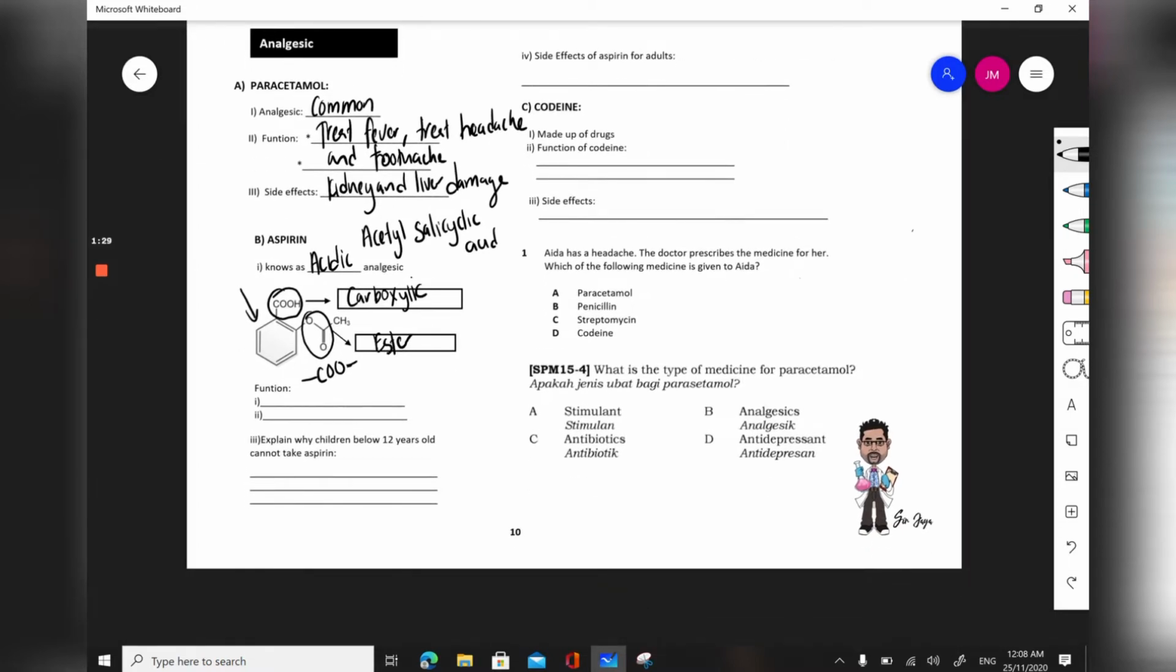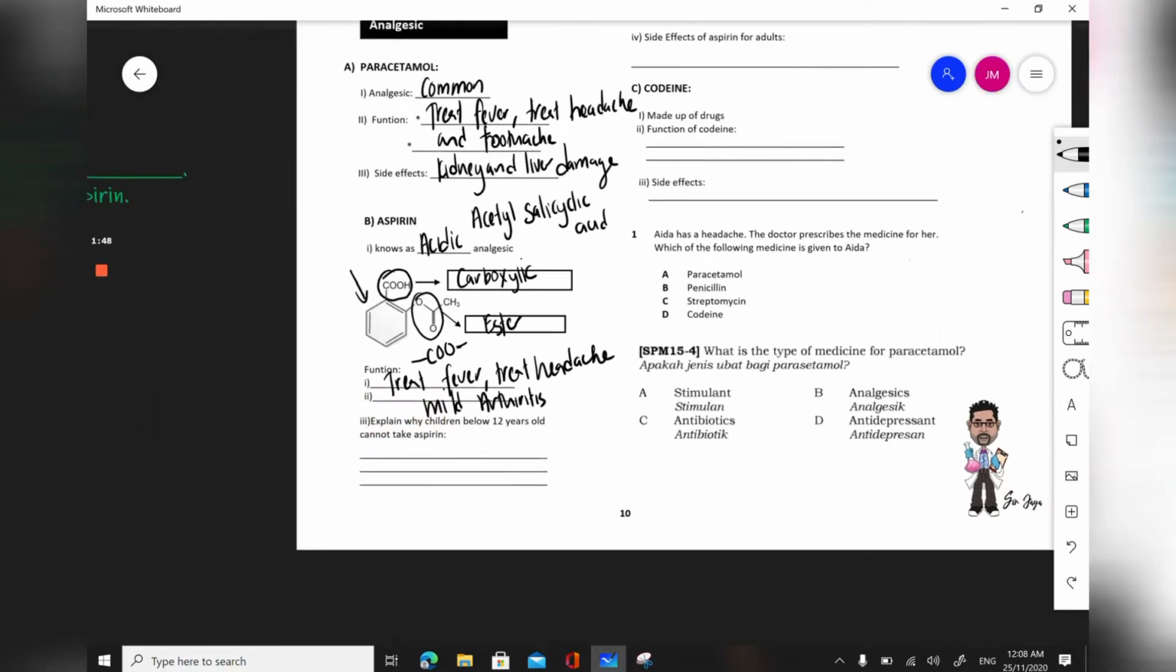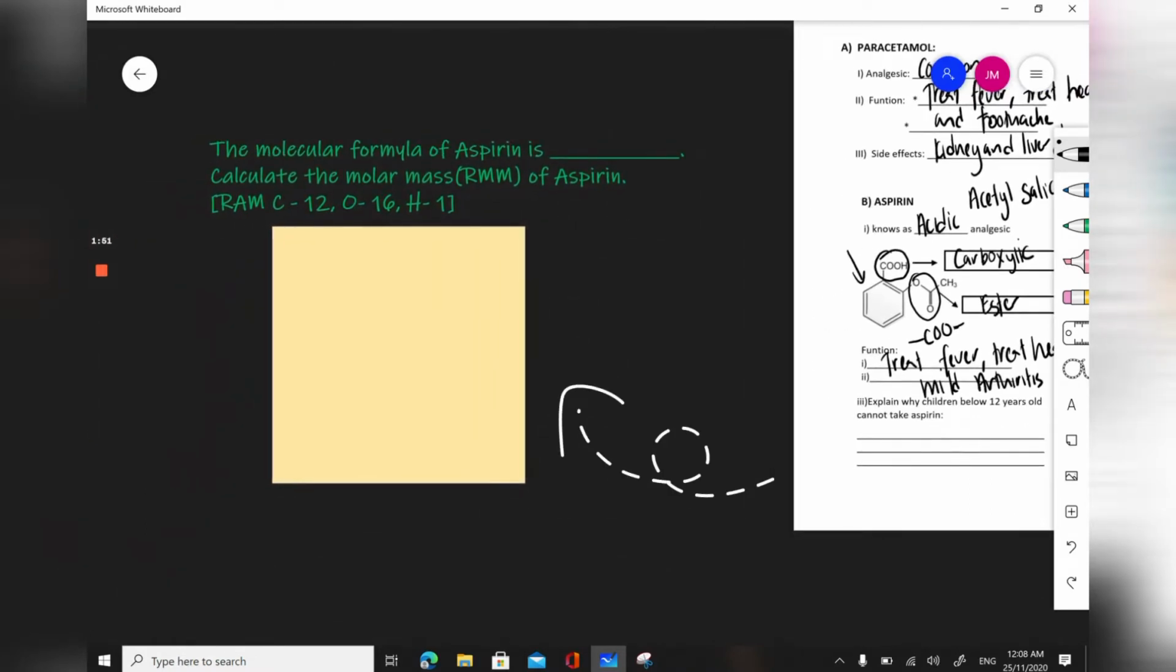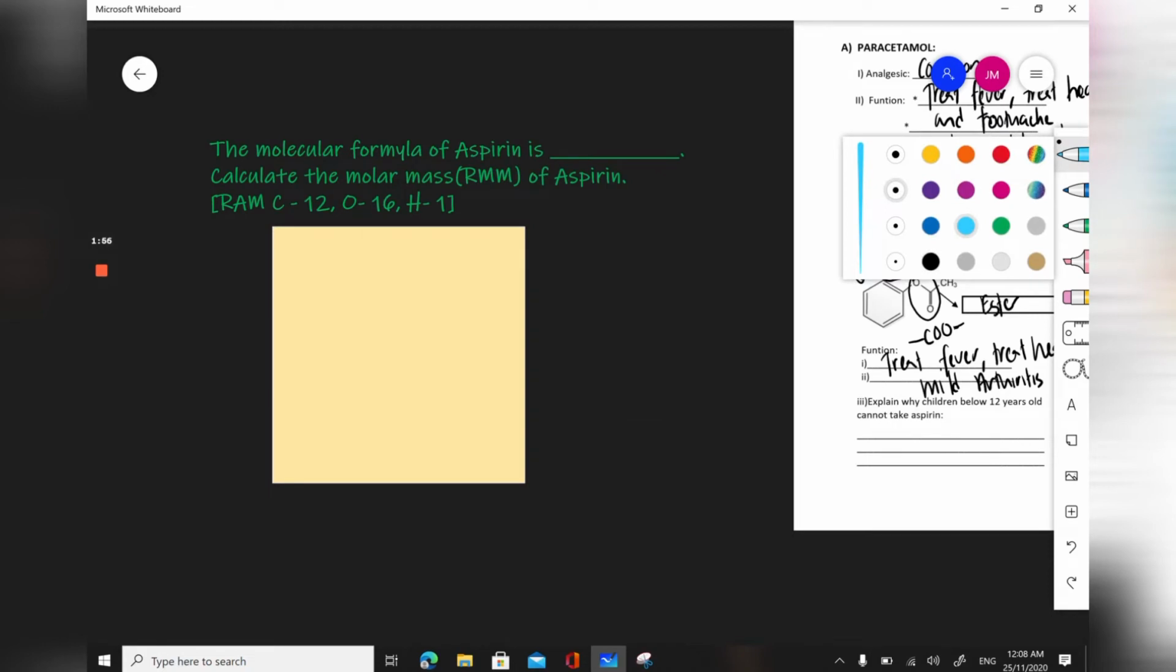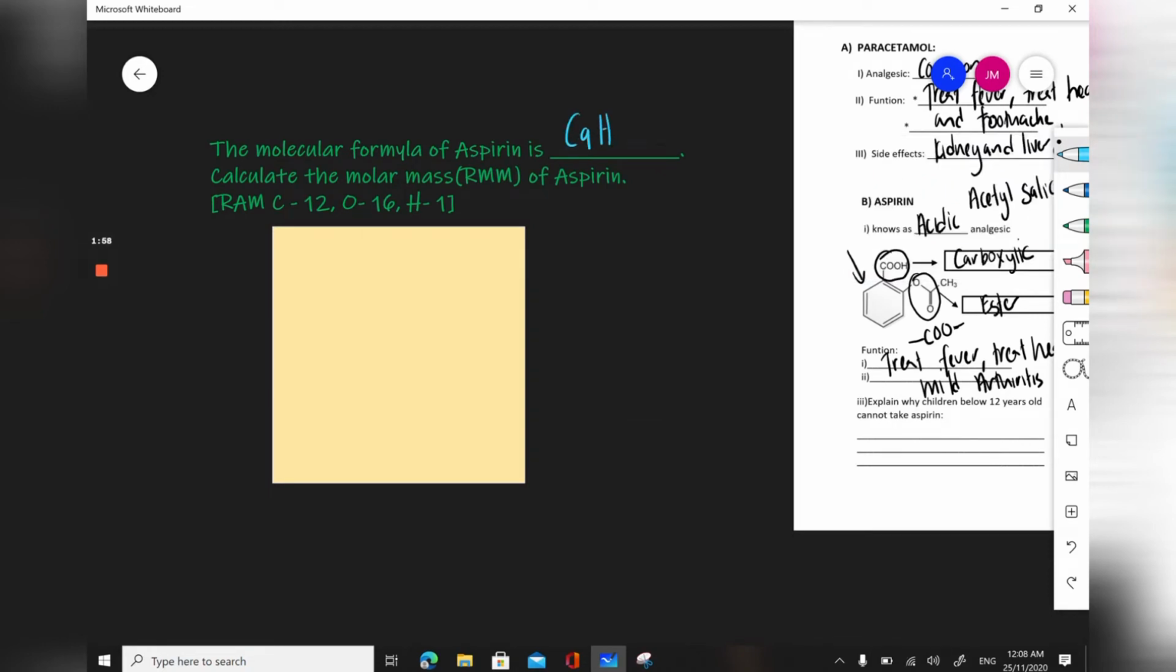And the function of aspirin is to treat fever, also to treat headache, and also to treat mild arthritis. Arthritis means joint pain. Now we move on to this question. The molecular formula of aspirin is C9H8O4. Calculate the molar mass or relative molecular mass of aspirin.